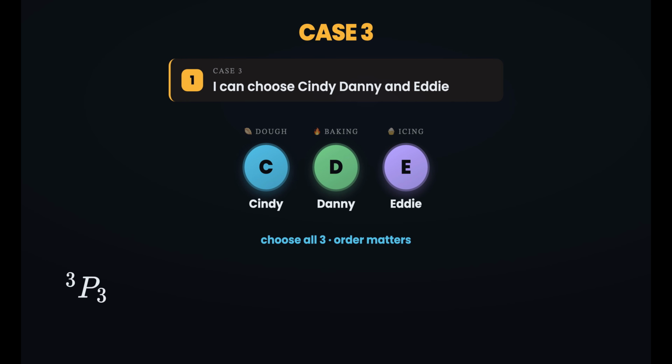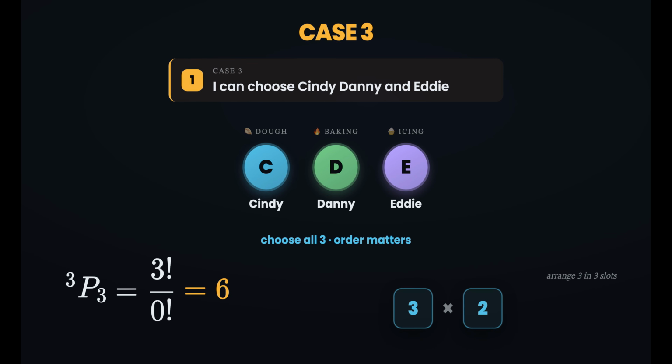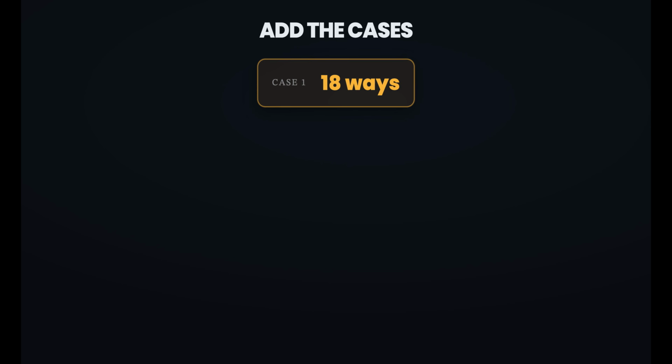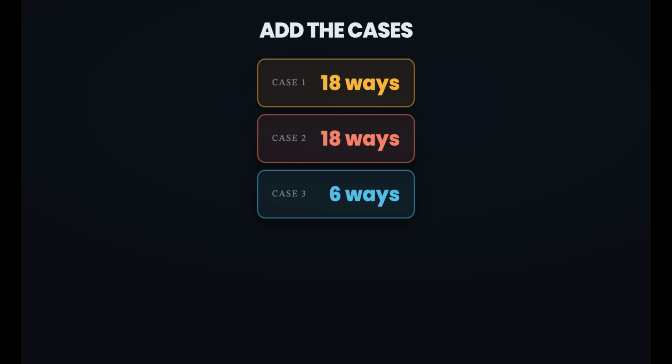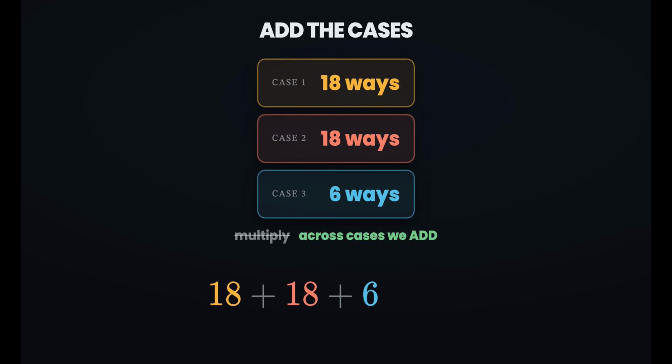That's 3P3, which is 3 factorial over 0 factorial, equal to 6 ways. You can also think of it as the number of ways Cindy, Danny, and Eddie can be arranged, which is 3 times 2 times 1. So now we have case 1 is 18 ways, case 2 is 18 ways, and case 3 is 6 ways. Across cases, we don't multiply, we add. So the total number of ways is 18 plus 18 plus 6, which is 42.